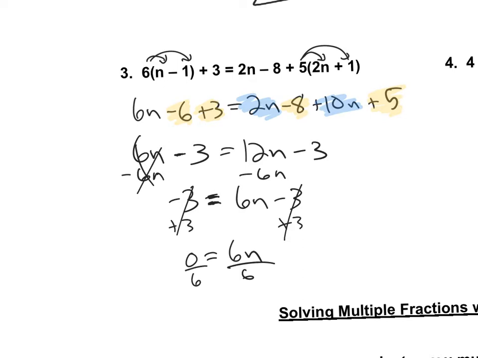Divide by the coefficient to get n by itself. And what we'll see is that you can actually take 0 and divide it by 6. So that is not a no solution. 0 divided by 6 ends up being 0. So here my solution for n would be the value 0.